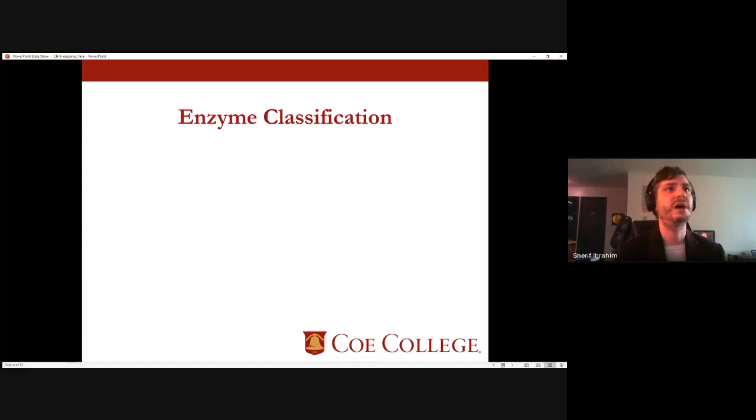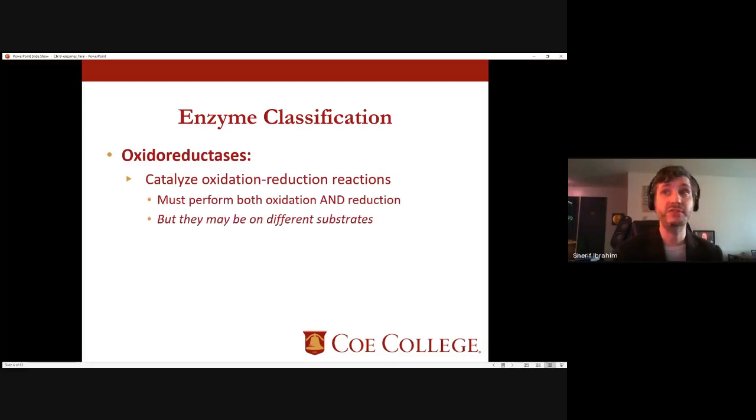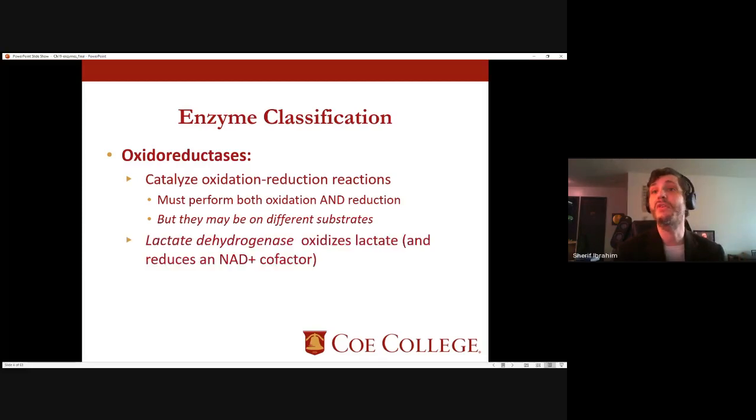So, enzyme classification. Oxidoreductases, like I said, are enzymes that catalyze oxidation reduction reactions. They have to do both, but they don't have to do both at the same time or on the same substrate. An example of this might be lactate dehydrogenase, an enzyme that oxidizes lactate and reduces NAD+. That's its cofactor.